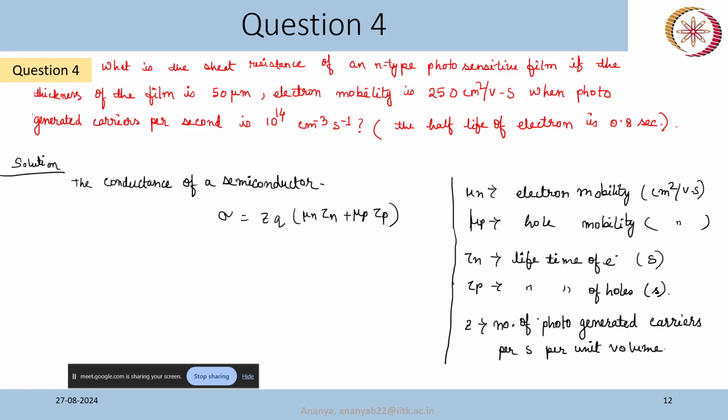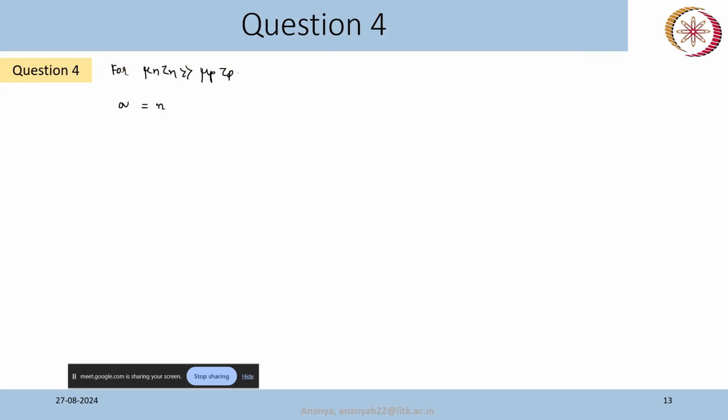Now these electrons and holes are generated in pair. So if we denote the number of photogenerated electrons by n and the number of photogenerated holes by p, then n will be equal to p, which will be equal to Z. Okay, so let me write here: sigma is equal to n q mu n tau n. Now we know all these values. We have to calculate conductance.